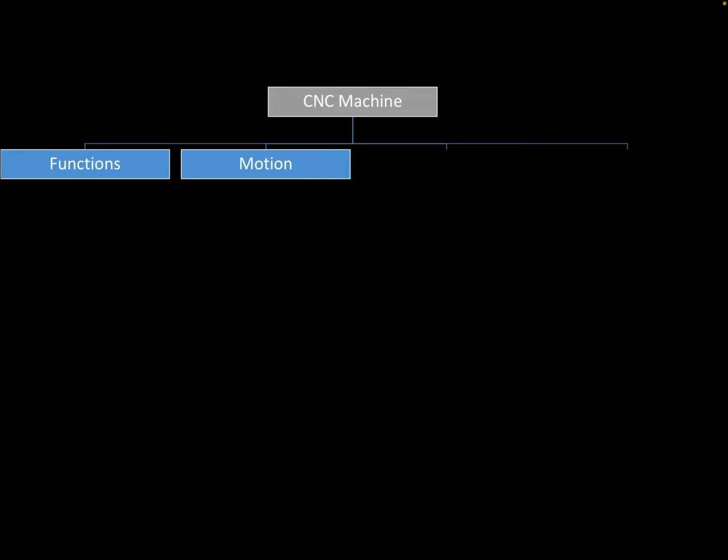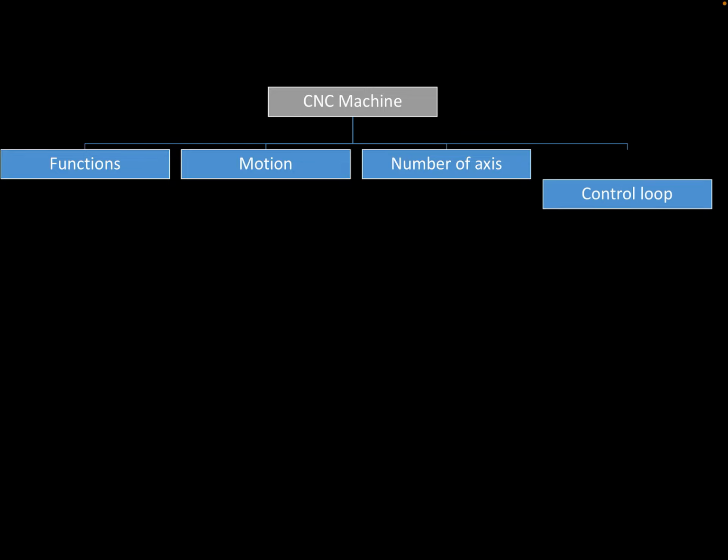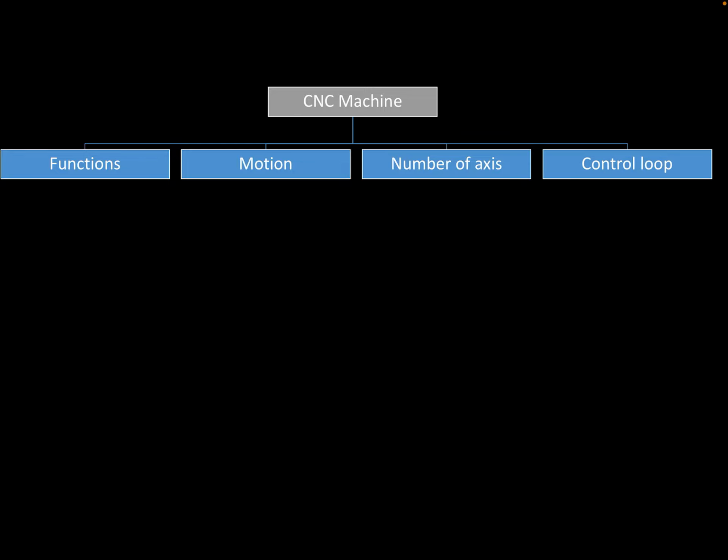Next classification will be the number of axes of the CNC machine, and the fourth classification is according to the control loop of the CNC machine. CNC machining is a manufacturing process that we discussed in the previous lecture, which uses programmed software to direct the motions. The classifications of CNC machines indicate the types of equipment and work they can do. However, many types of CNC machines are there.